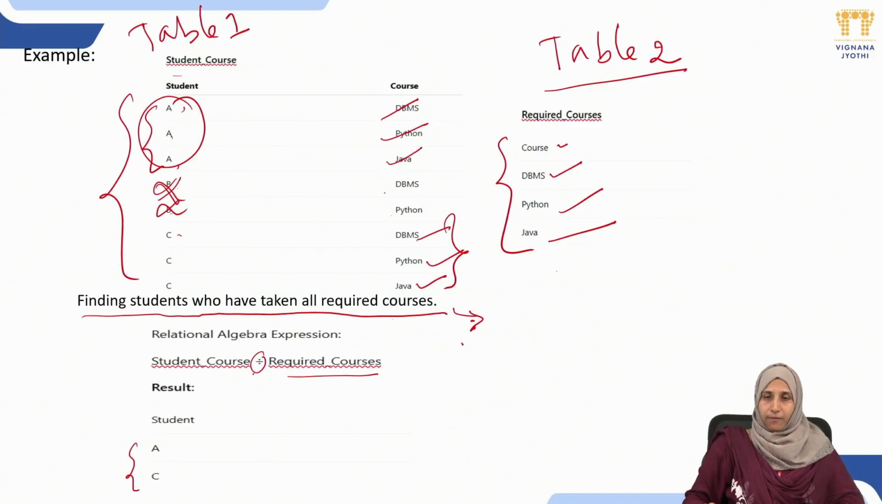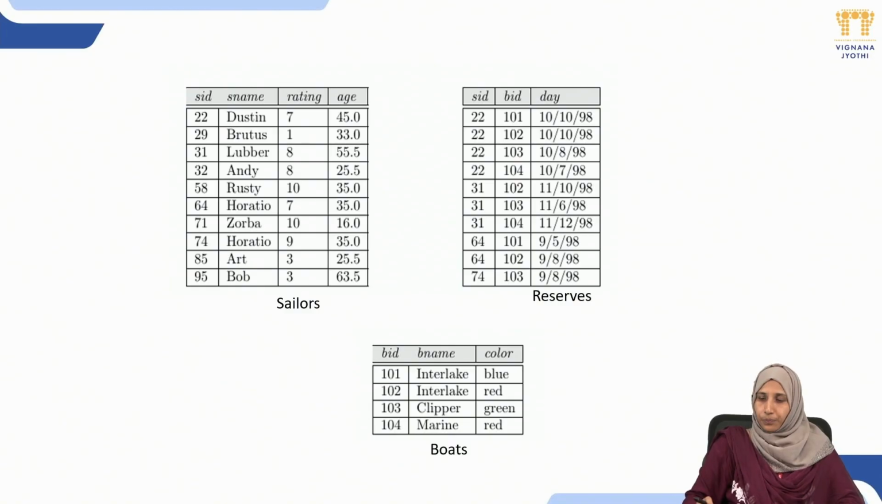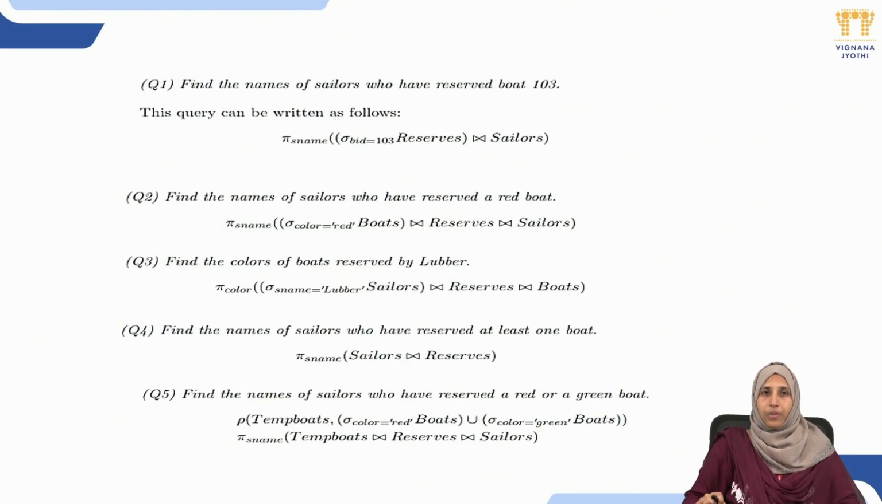Now overall, we have seen all the operators present in relational algebra. We'll see some basic queries which combine all these operators. Look at these three schemas: sailors, reserves and boats. These are the three tables we have. Upon this, we'll see this query.